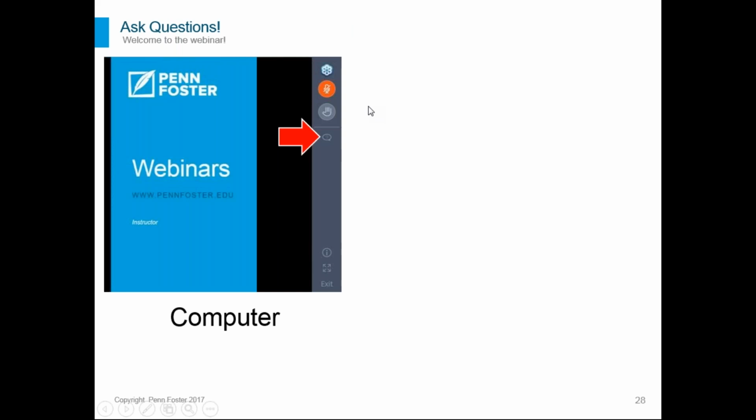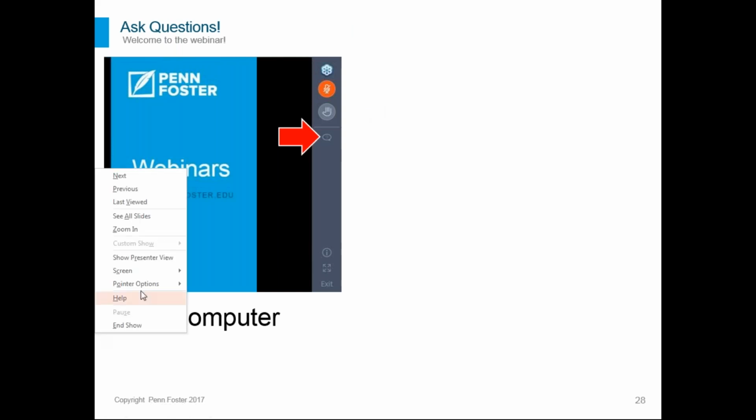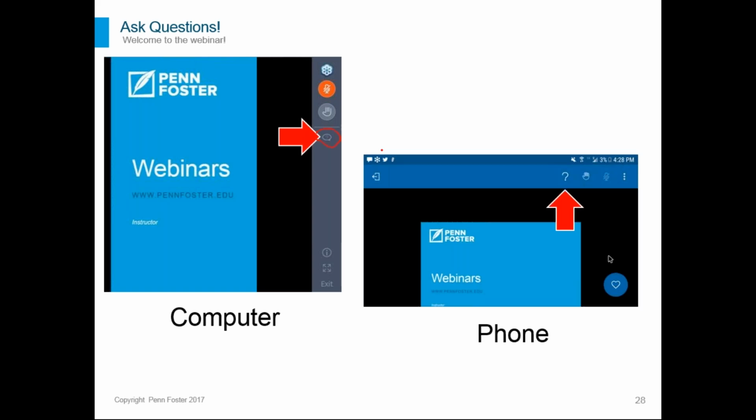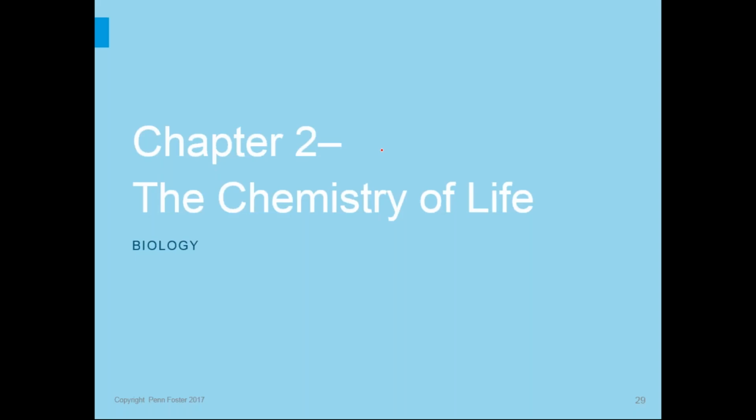Okay, and do ask questions if you're here live. If you are on a computer or a laptop, you're going to see a speech bubble symbol. You click that to ask questions. And if you are on a phone or a tablet, you're going to see a little question mark icon. You click that and ask questions. So you can ask questions at any point. You won't be interrupting. And we definitely want to hear from you.